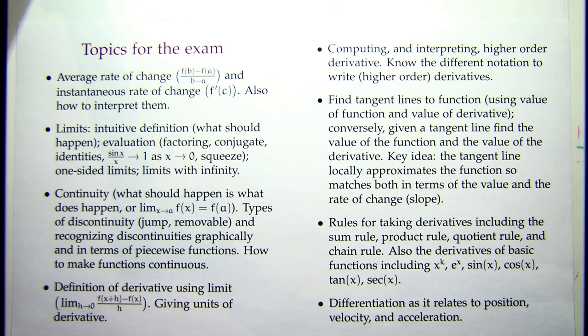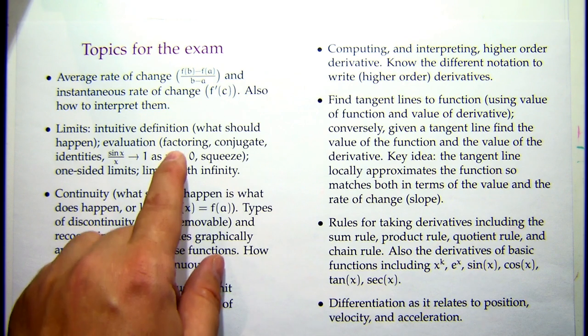Average rate of change. How do you find it? Well, change in y over change in x. Instantaneous rate of change. What is that? Well, that's the derivative. So know how to find average rate of change. Know how to find instantaneous rate of change. Know about limits. What are limits? Well, that's what should happen based on what's happening nearby. Now, how do you actually evaluate a limit? Well, there's a couple of tools.